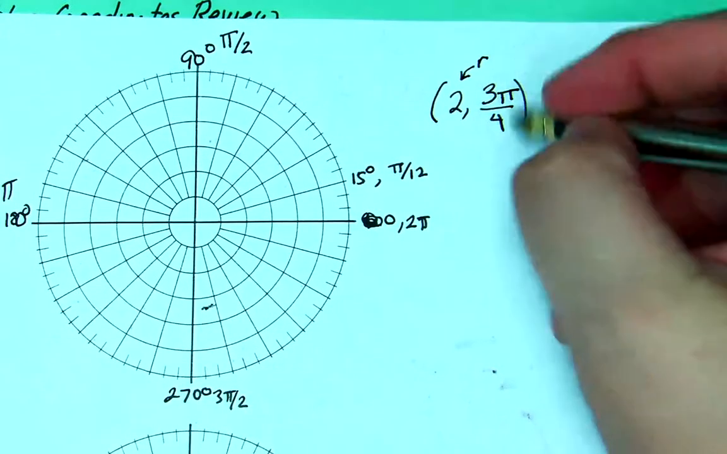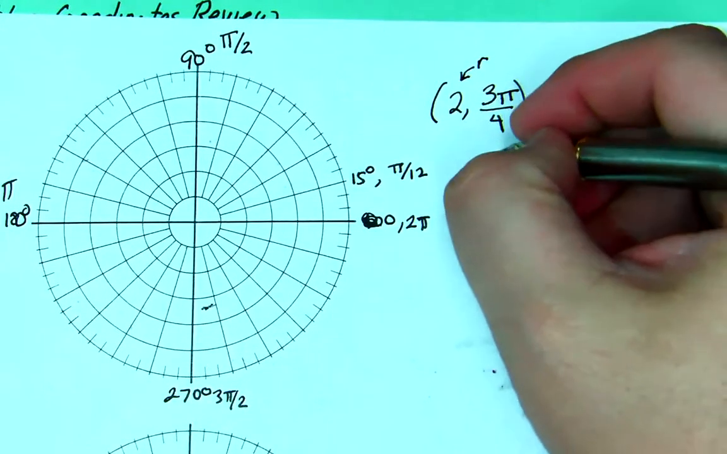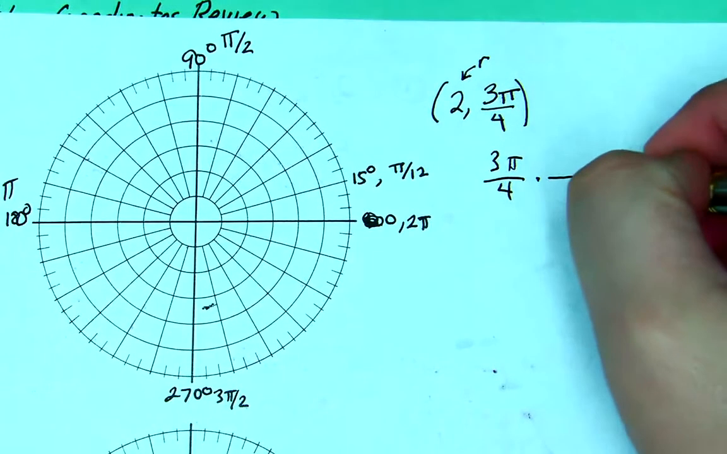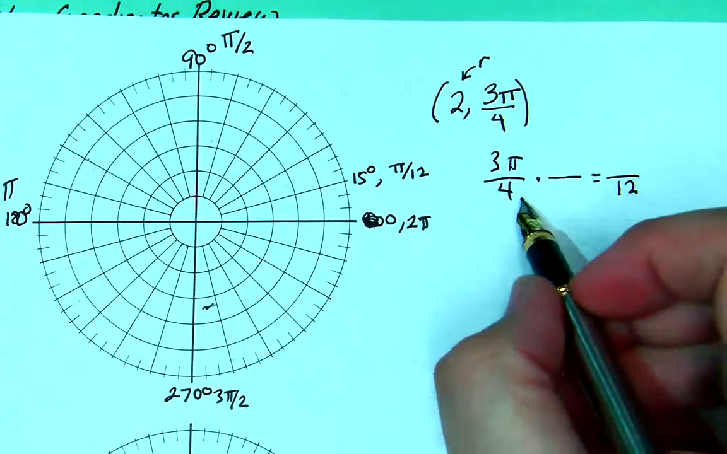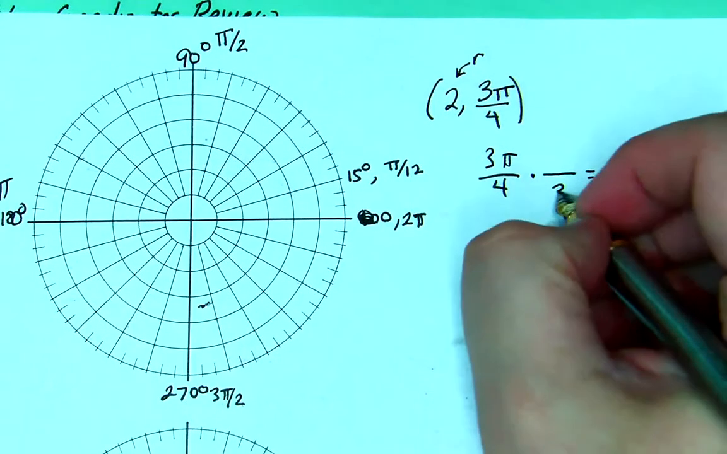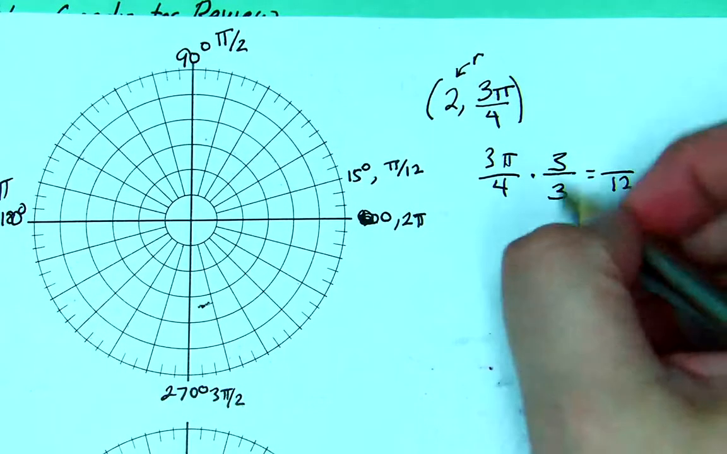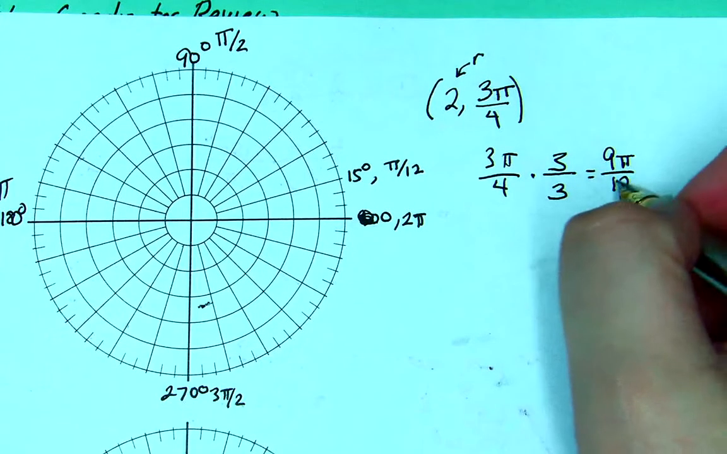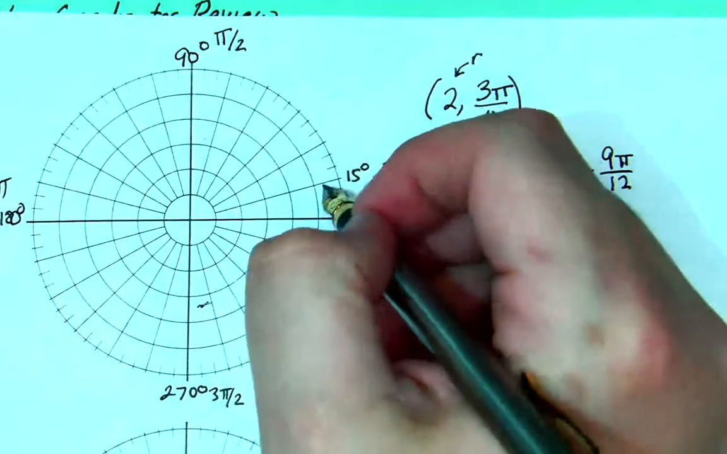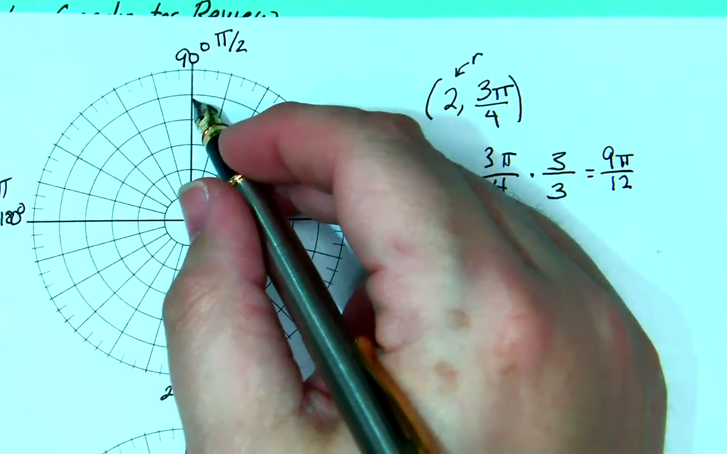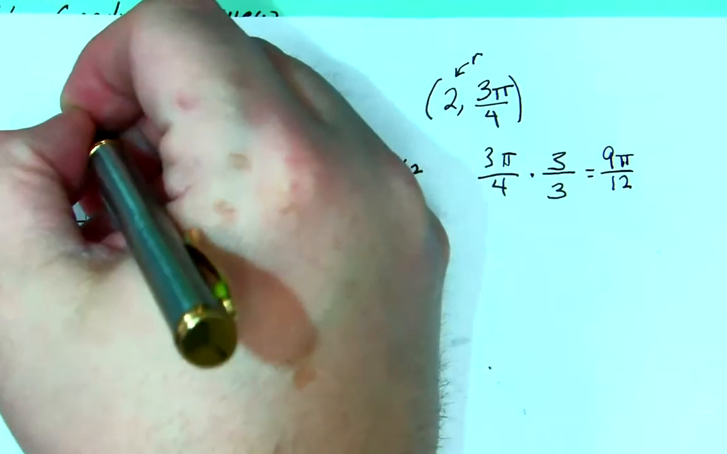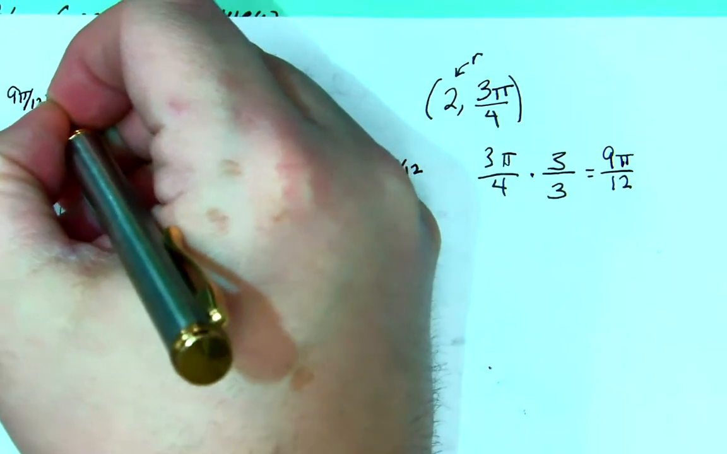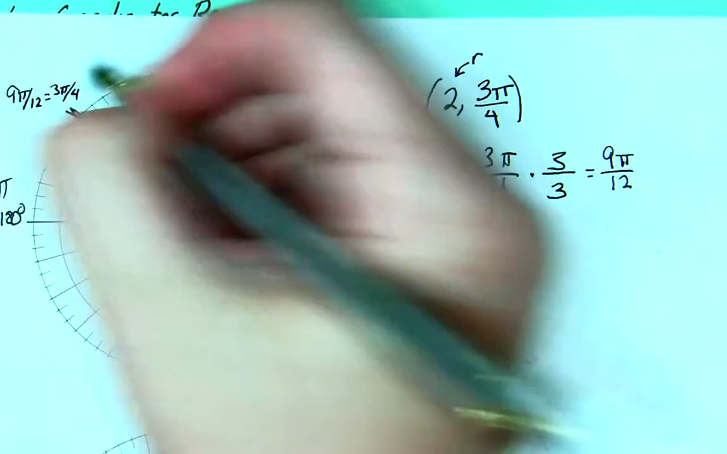But an easy way to do this also is to say, alright, I'm going to take 3 pi over 4. What do I have to multiply the 4 by to get to 12? That answer's 3. So I'm going to multiply by 3 over 3. Multiplying by 1 makes no difference. It's 9 pi over 12. So that basically means that you can go 1, 2, 3, 4, 5, 6, 7, 8, 9. So this right here is 9 pi over 12, which is equal to 3 pi over 4.